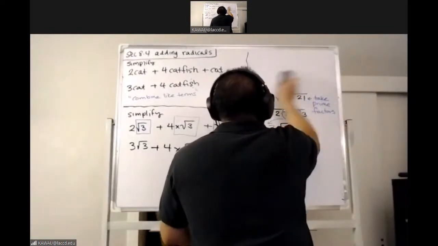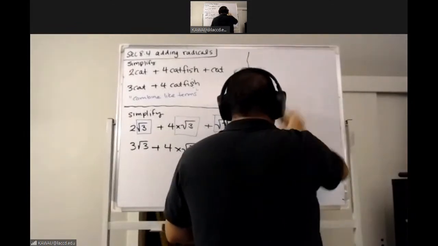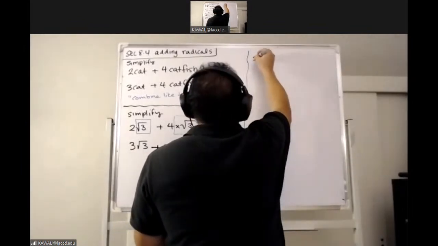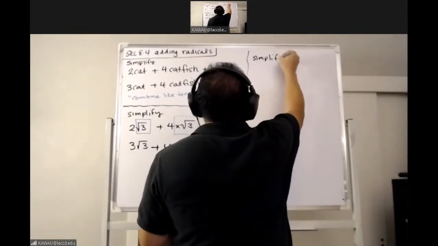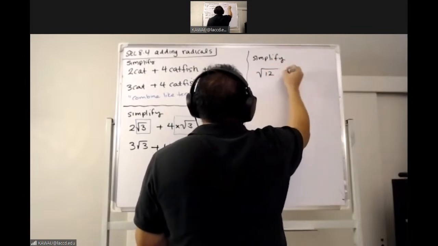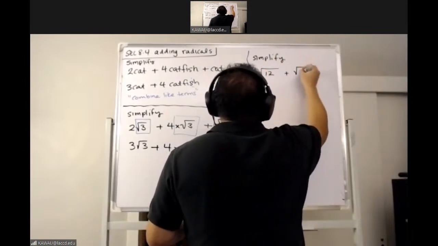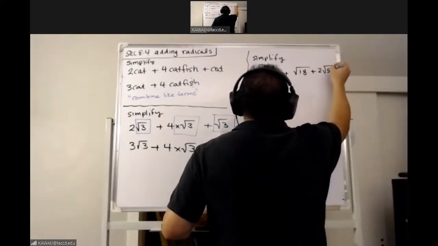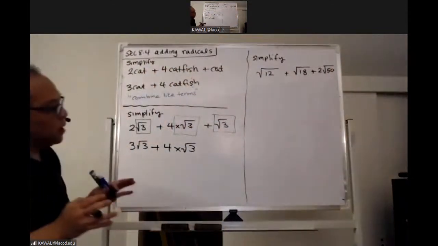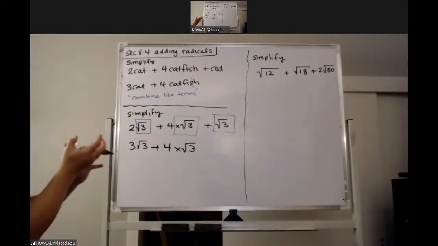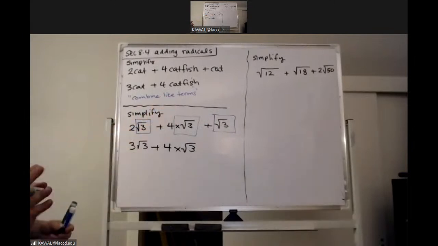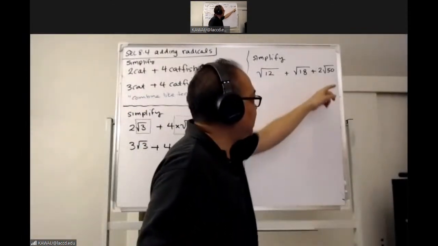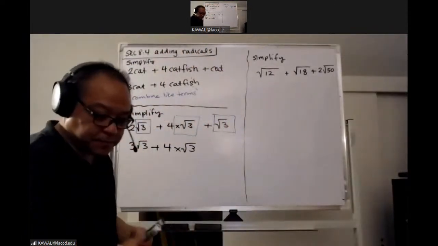So let's say I give you something that looks like this. Okay. Before I do the combining like terms, the first thing I want to do is simplify each of those radicals. So simplify each one of these and then combine the ones that are the same, that are similar.